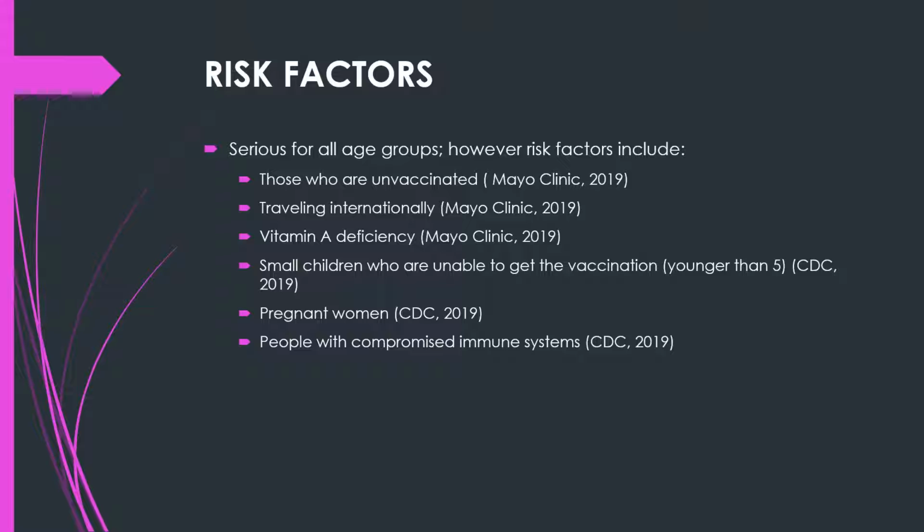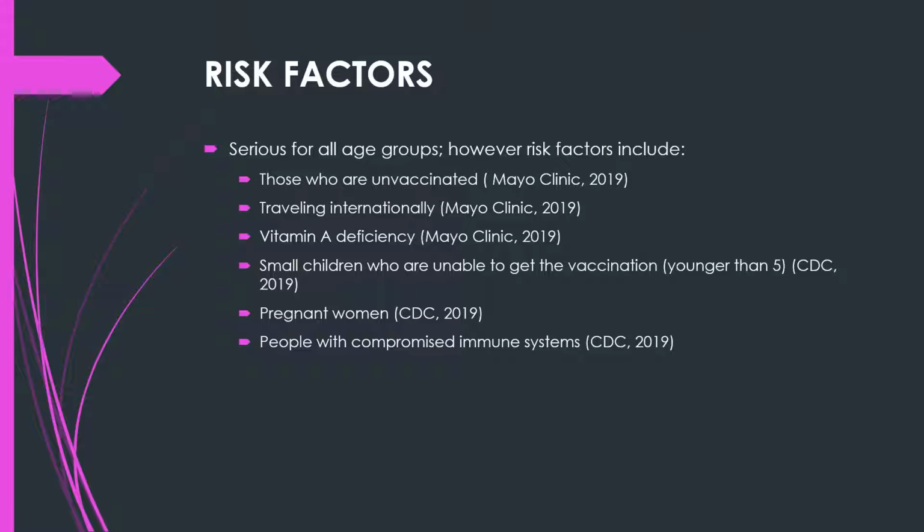So when it comes to vaccination using the MMR vaccine, small children get their first dose of the vaccine between the age of 12 and 15 months, and then they don't get their second dose until the age of 4, between the age of 4 and 6. Pregnant women also have a higher risk, and then people with compromised immune systems.